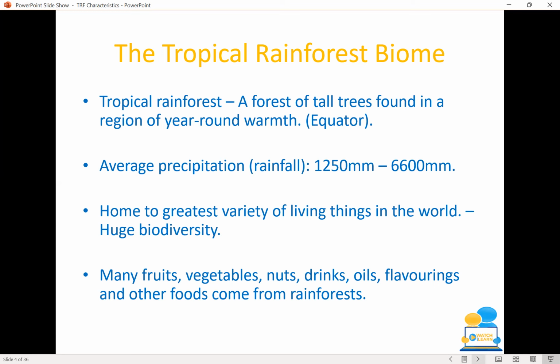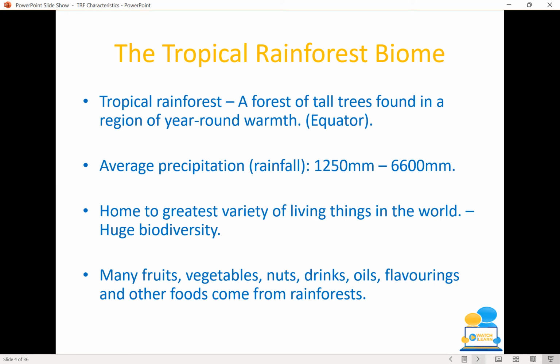The tropical rainforest is a forest of tall trees found in a region of year-round warmth. Because it's on the equator, the sun is always high in the sky. It's always got concentrated sunlight and constant heat in that area, so it has year-round warmth. Temperatures won't change a whole pile in this particular area, and that's what allows this huge amount of growth of different plants and trees within a tropical rainforest.